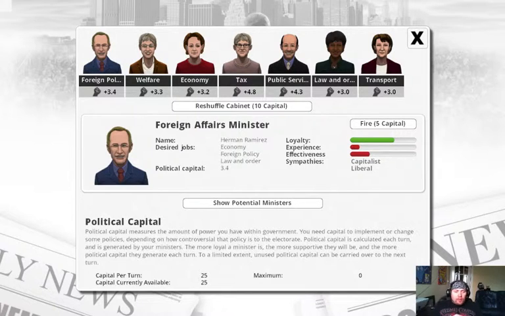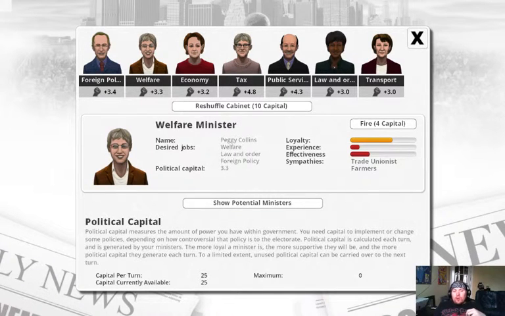So, our foreign policy minister is Herman Ramirez. Beautiful British name, but clearly an ideal name to take over foreign affairs. His experience is not great, effectiveness so-so, but his loyalty is good, and that's what we like. Loyalty. The more loyal they are, the more political capital we get. So sympathetic towards capitalists, sympathetic towards liberals. Being a capitalist sympathiser does mean that it kind of gets the capitalists off my back a little bit.